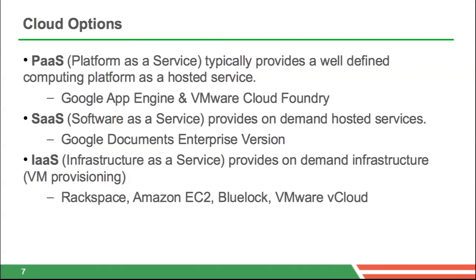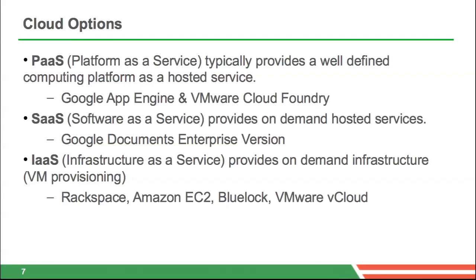Here are some cloud options. There are also quite a number of these acronyms and buzzwords. These ones are a little more relevant to the specific talk. So we have PaaS, SaaS, and IaaS. PaaS is Platform as a Service, and that's well-defined computing platforms for hosted services, and some examples of that are Google App Engine and VMware's Cloud Foundry. That's a well-defined environment that gives you a lot of these cloud capabilities if you follow their guidelines for developing your apps.